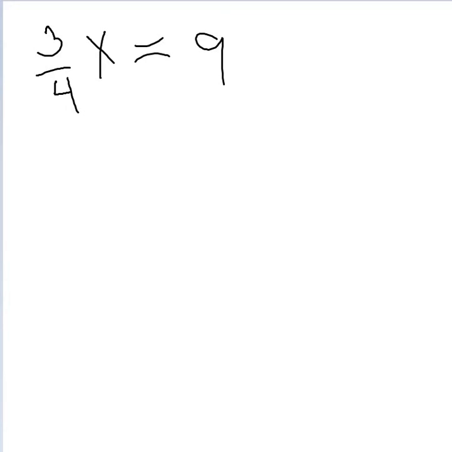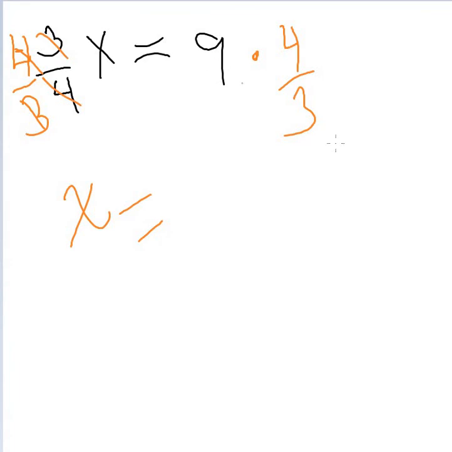3/4 times x equals 9. So what I would do is the reciprocal, right? So I would multiply by 4/3, and whatever I do on one side, I have to do on the other. So notice the 4's cancel, the 3's cancel, and I'm left with x. Now, how I would do this is whatever's on the bottom is what I'm going to divide, and then whatever's left over, I'm going to multiply.